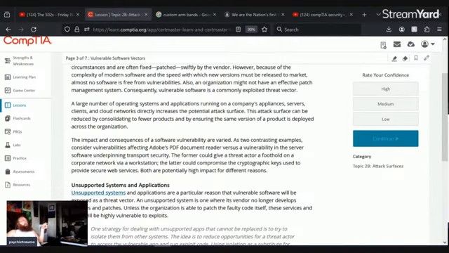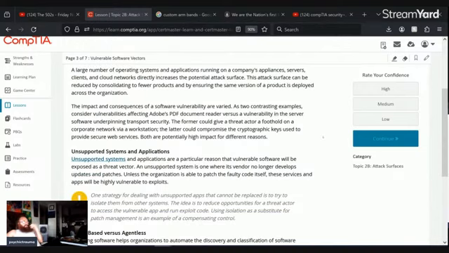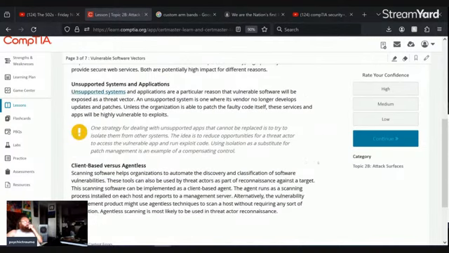Unsupported systems and applications. Unsupported systems and applications are particular reasons that vulnerable software will be exposed to a threat actor. An unsupported system is one where the vendor no longer develops updates and patches, unless the organization is able to patch the faulty code itself. These services and apps will be highly vulnerable to exploits. One strategy for dealing with unsupported apps that cannot be replaced is to try to isolate them from other systems. The ideal is to reduce opportunities for a threat actor to access the vulnerable app and to run exploit code. Using isolation as a substitute for patch management is an example of a compensating control.